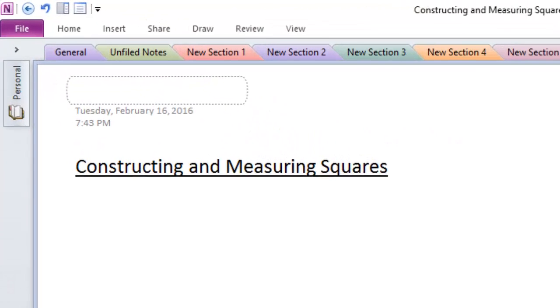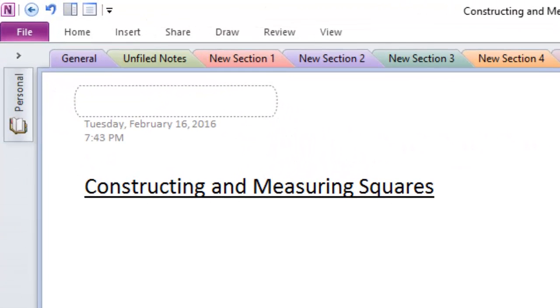Unit 8, Lesson 1, Constructing and Measuring Squares.